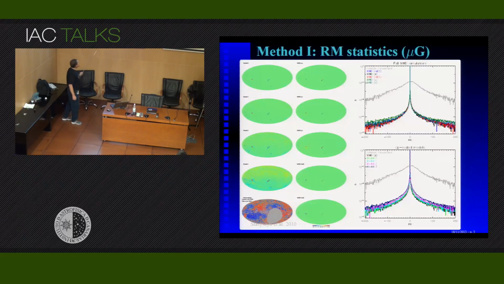And you can, again, plot that either as this kind of map, or you plot that as a rotation measurement distribution. And again, you can see that you are basically dealing with a signal which is several orders of magnitude below your foreground. So it's really difficult to extract the signal, and you have to be very, very careful.